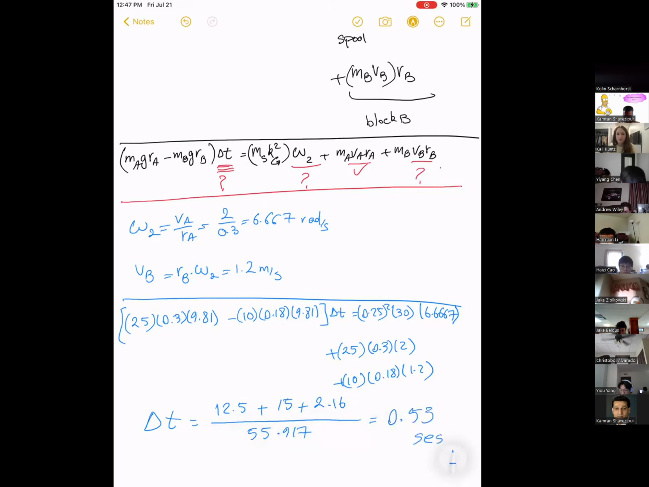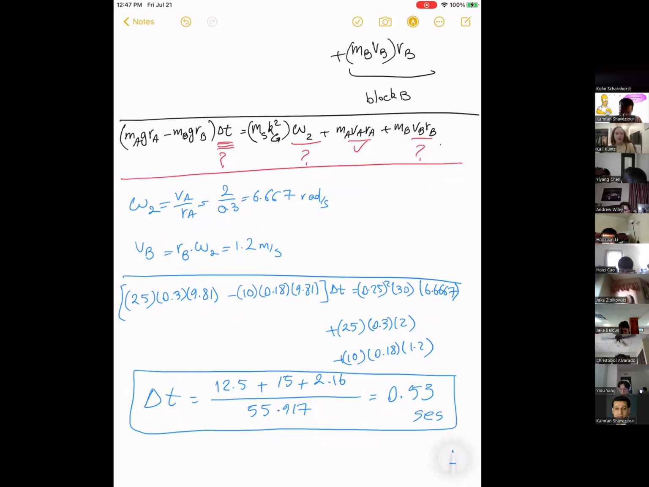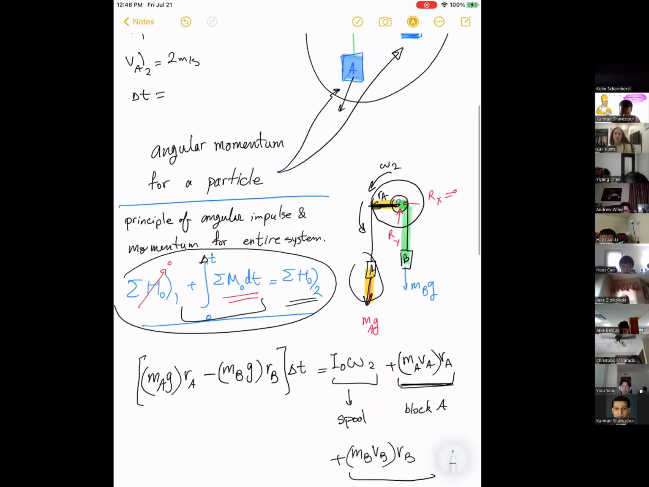Do you guys get this number? That's what I got. Yep. Okay, so that is how you do it. Now, you could use, as I said, separate free body diagrams. I know we are over time by a couple of minutes, but just bear with me for a second.